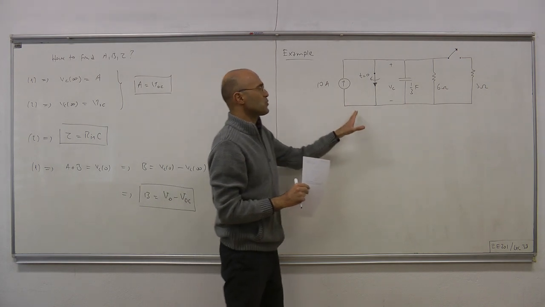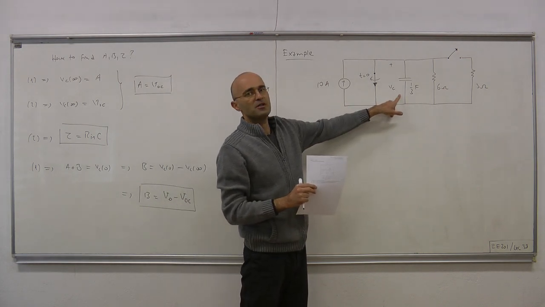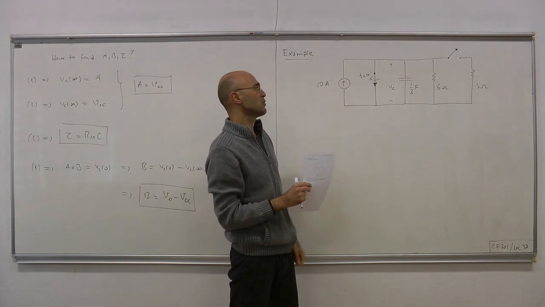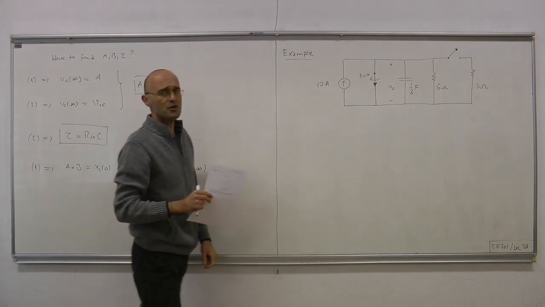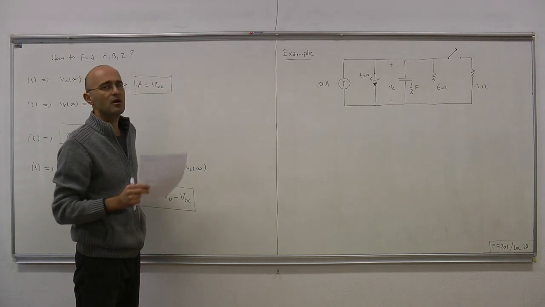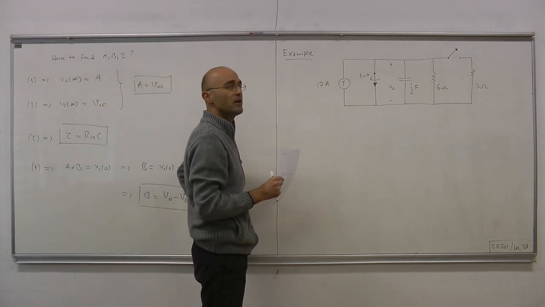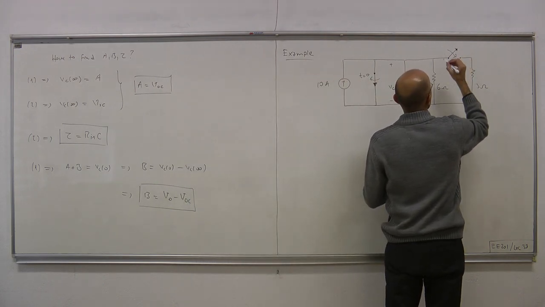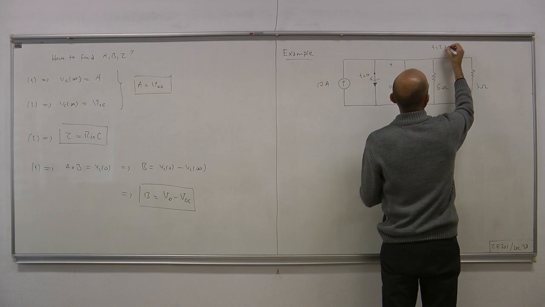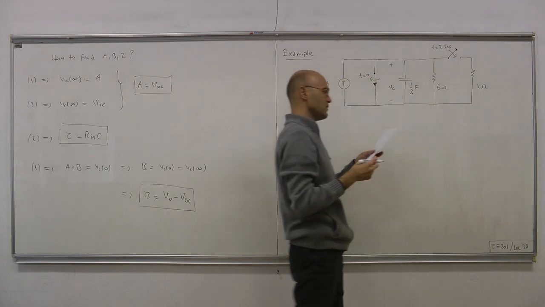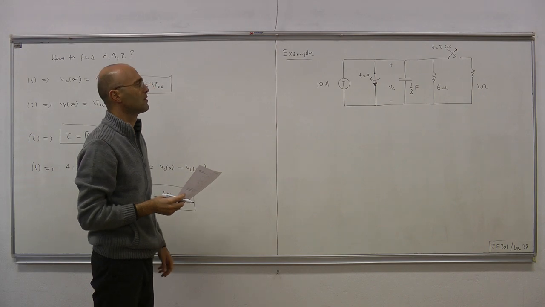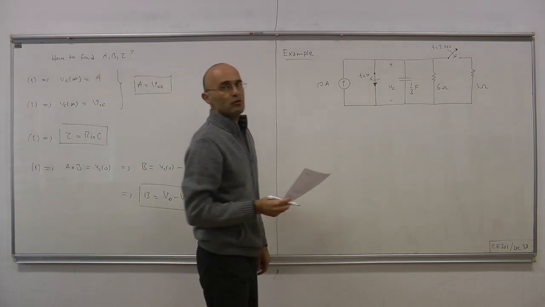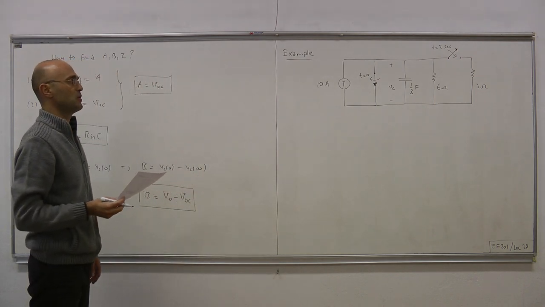Now as time goes on, initially the capacitor is uncharged, but due to the current coming from this current source, it will charge and rise to some constant value. But things change at some intermediate time, at t equals 2 seconds, when that switch closes. What we have to figure out is what happens after that switch closes.